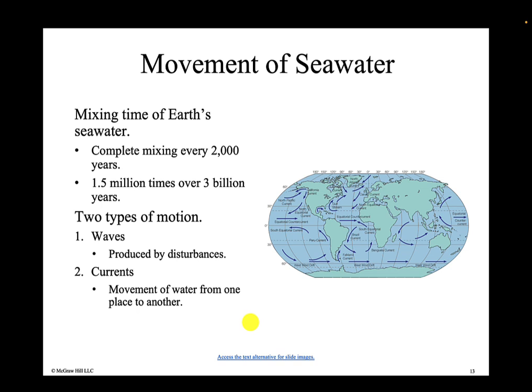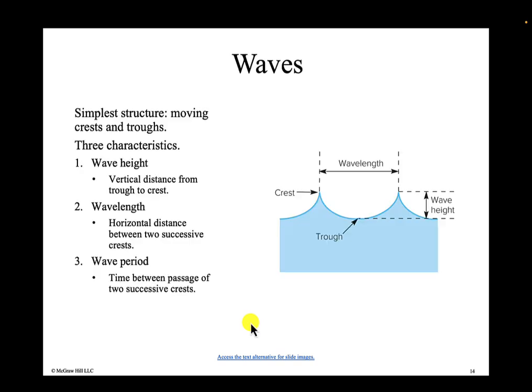It is estimated that the currents on Earth mix the water on Earth every 2,000 years. Over the time Earth has existed, about 4.5 billion years, it is estimated that this water has been mixed about 1.5 million times already. So every 2,000 years you have this water mixing completely.